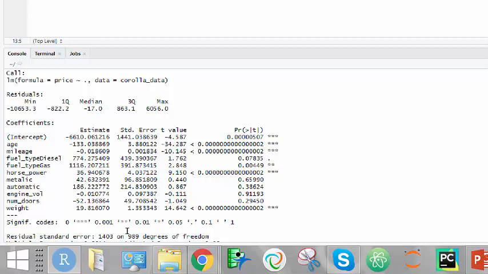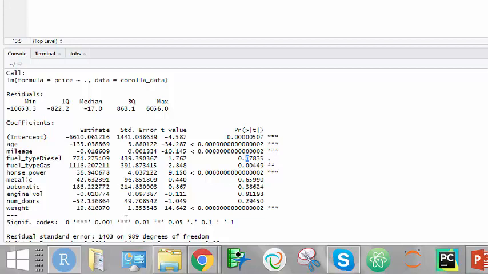Which metallic? Yes, metallic, 0.65. What else? Engine volume, right? That's the highest one, really. Number of doors, 0.29, right? Automatic, right? Well, I have also diesel, 0.07, but unfortunately, diesel is a package deal, right?